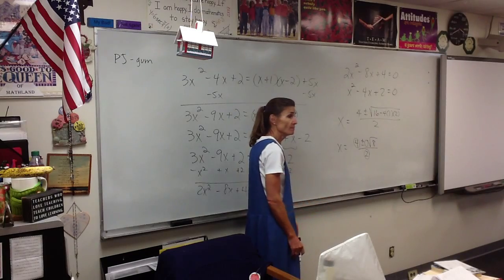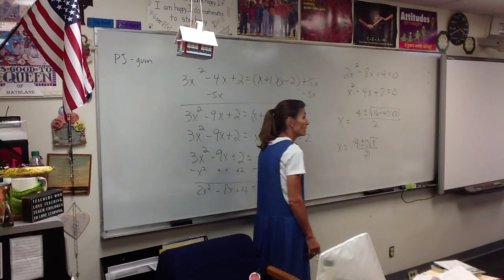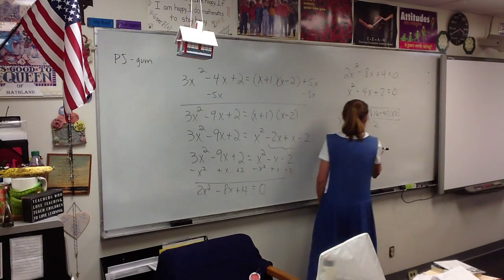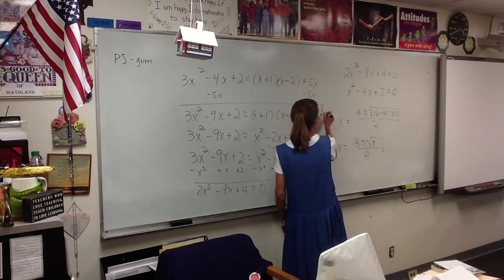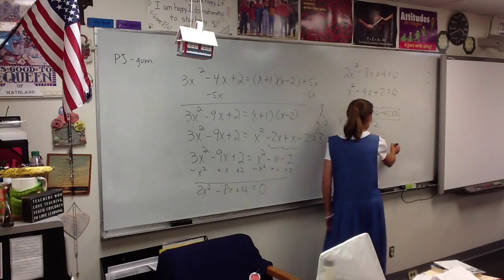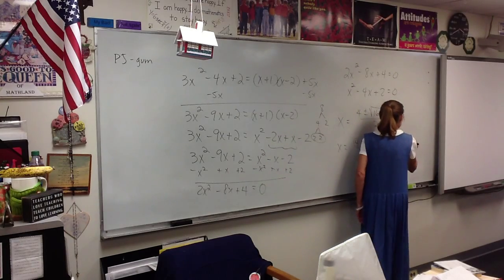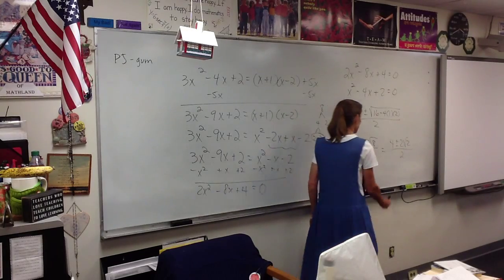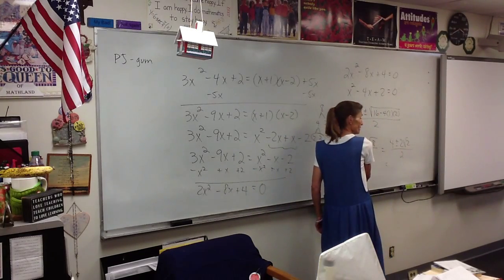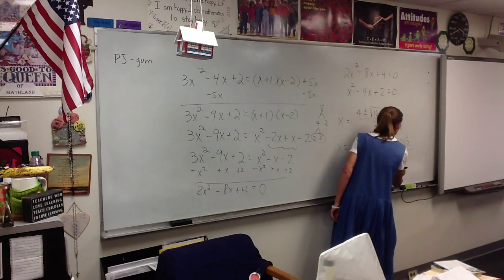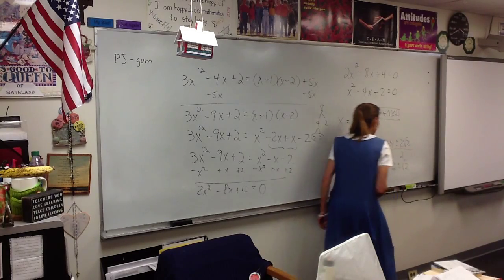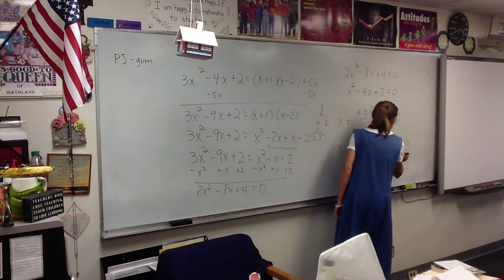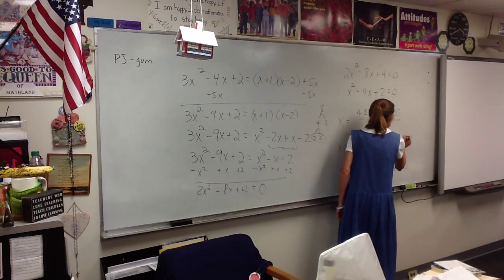So am I done? What's the square root of 8? Doesn't that break down, gang? 2 root 2. So I have 4 plus or minus 2 root 2 over 2. Now I can cancel. Can't do it here, but I can do it here. And there's your answer, because I took a 2 out of this, 2 out of this, and a 2 out of this.